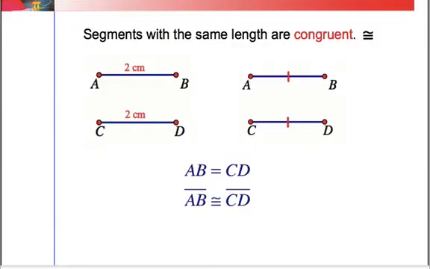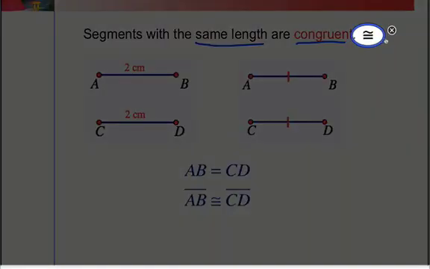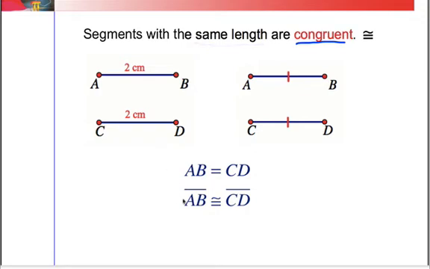Okay, now when we have segments that are the same length, we say that those segments are congruent. So this is like working with angles that are the same measure. Segments that are the same length are congruent, and we still use our symbol for congruent, the equal sign with a little squiggly on top. So what we're going to see in a diagram might be something like this.